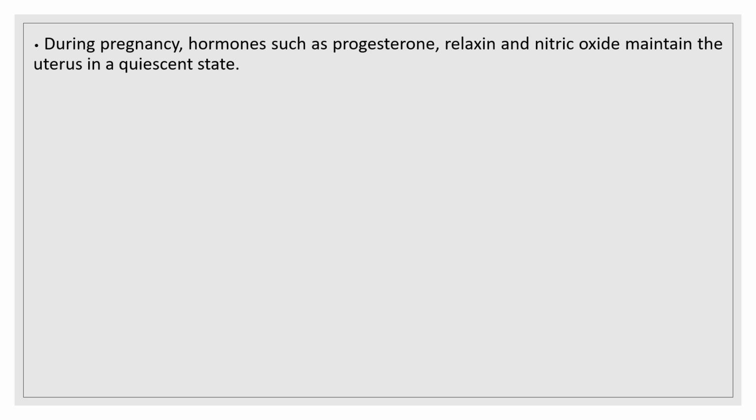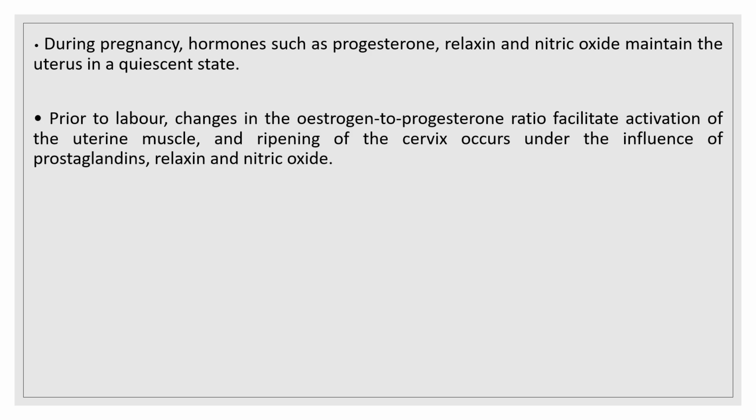Now the process of labor. So we know how fertilization happened, how it was implanted, how the implanted blastocyst has grown as a full fetus, and what the hormones are that helped in the growth. Now it is time for parturition or labor. During pregnancy, hormones such as progesterone, relaxin and nitric oxide maintain the uterus in the quiescent state. Okay, so there is no contraction of the uterus.